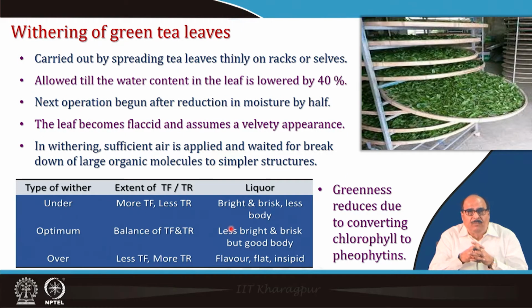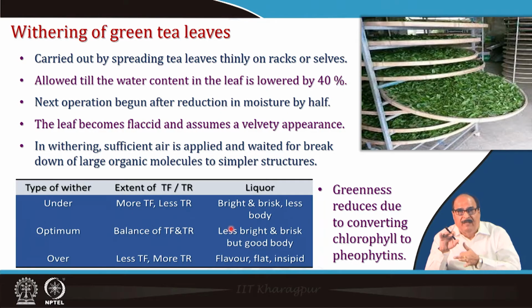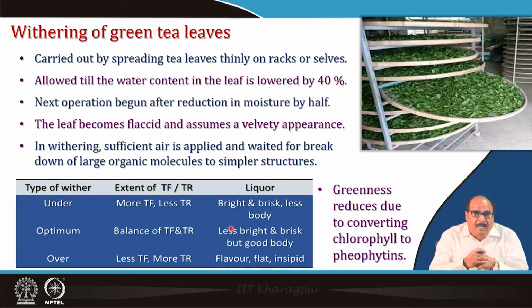Then the next operation is the withering of the green leaves. The withering is carried out by spreading tea leaves thinly on racks or shelves, and it is allowed till the water content in the leaf is lowered by approximately 40%. The next operation begins after reduction in moisture by half. So, in this withering, the leaf becomes flaccid and assumes a velvety appearance. In the withering, sufficient air is applied and time is allowed for breakdown of large organic molecules to simple structures.